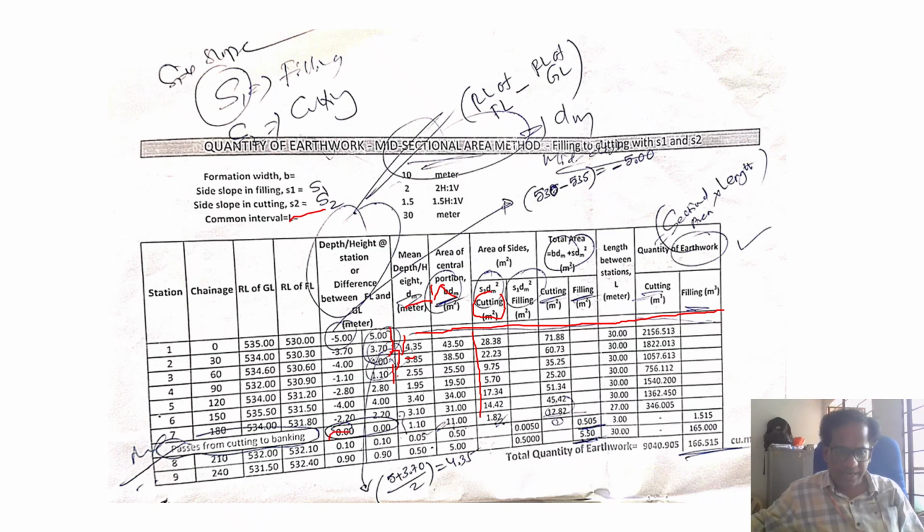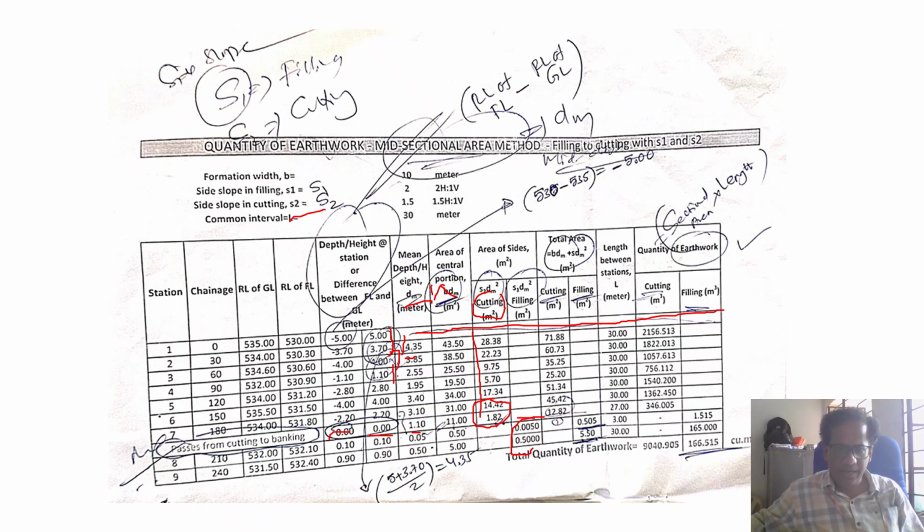At the exact point of passing, depth is 0. So we are calculating DMs. BDM is the central portion area, and SDM square is the side portion area. But what we have to understand here is that after 210 we have to enter the values in filling, because depth is positive. So we realize that it is banking, what you call filling.